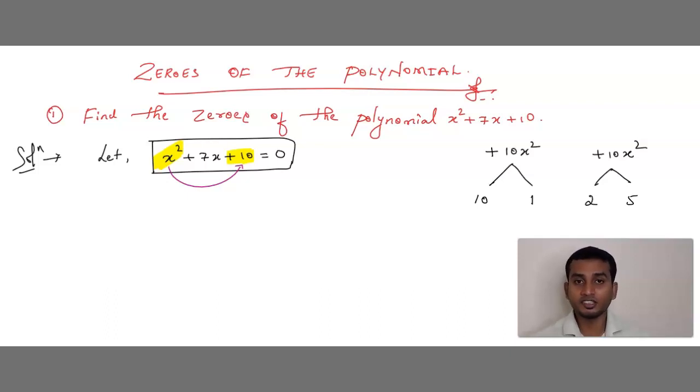Let's see which is the correct answer out of these. Here what is the variable? x. So put x here, and put x here also. Even in this case, let me put x on both sides. Look, we multiplied the first term with the last term, so which tables do we get?